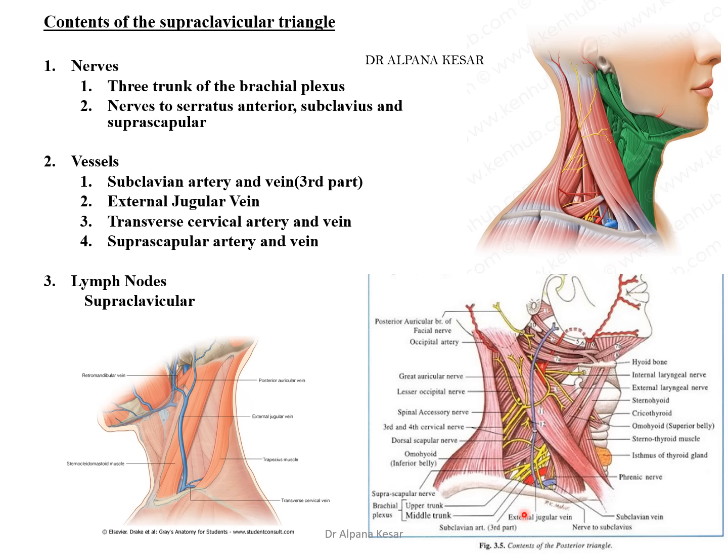Blood vessels present in the supraclavicular triangle are the subclavian artery and the subclavian vein. External jugular vein is also present, which terminates into the subclavian vein. Transverse cervical artery and vein and suprascapular artery and vein are yet other contents of the supraclavicular triangle. Supraclavicular triangle also contains supraclavicular lymph nodes.